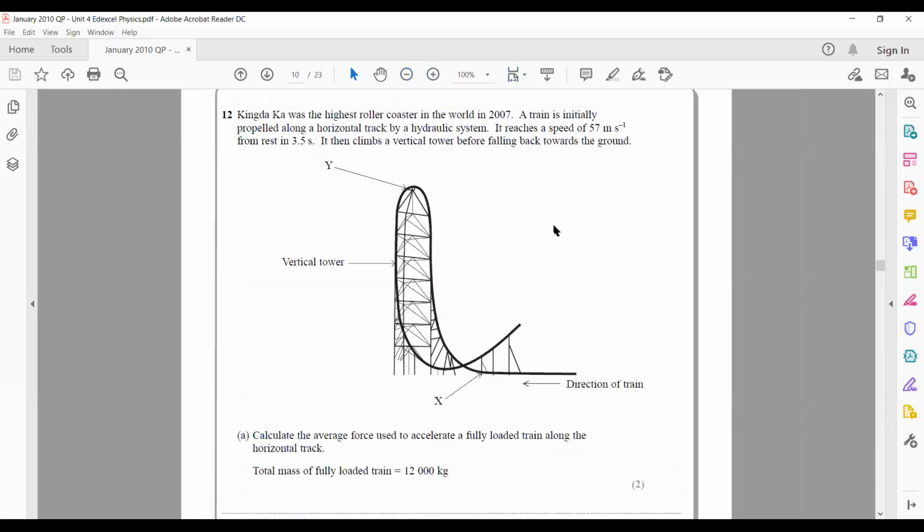This is related to motion as well, because you already took in AS the movement. So what happened? The train is propelled, and it tries to move up, and then it returns to the ground. What is the average force? The maximum speed it reached before it climbed is 57. So speed is 57 meter per second at this point, and it took 3.5 seconds to reach this speed.